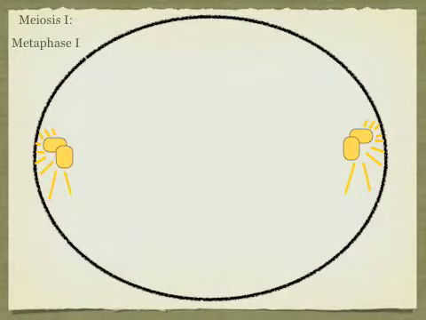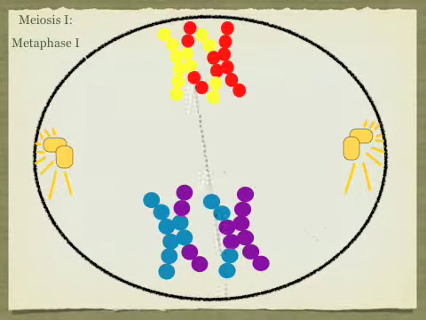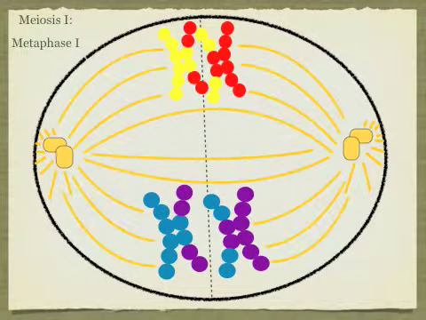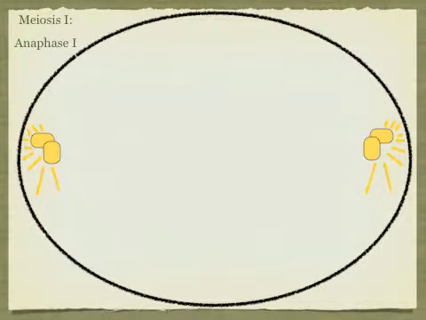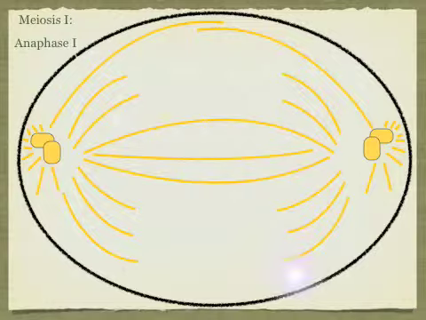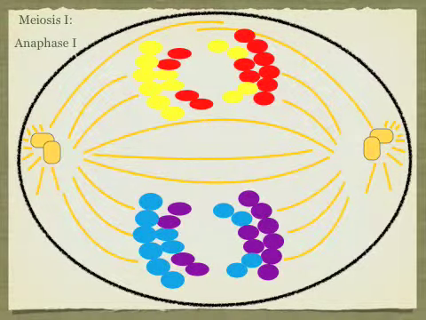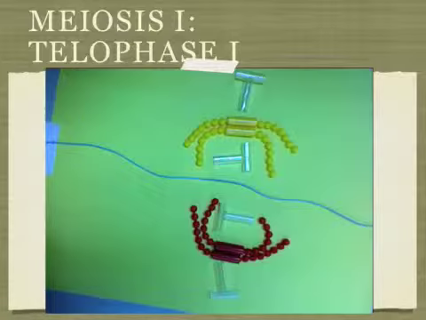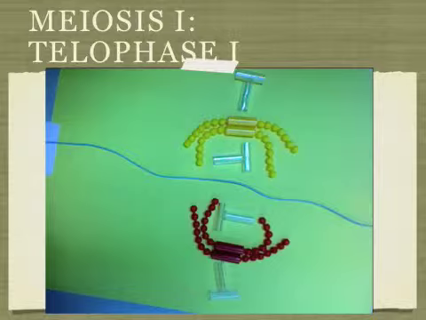The next step is metaphase I. The homologous pairs of chromosomes line up at the metaphase plate, and the spindle fibers from the centrioles attach to the chromosomes. In anaphase I, the spindle fibers pull the homologous chromosomes to opposite ends of the cell. This forms two haploid sets in telophase I, where each chromosome is composed of two sister chromatids.